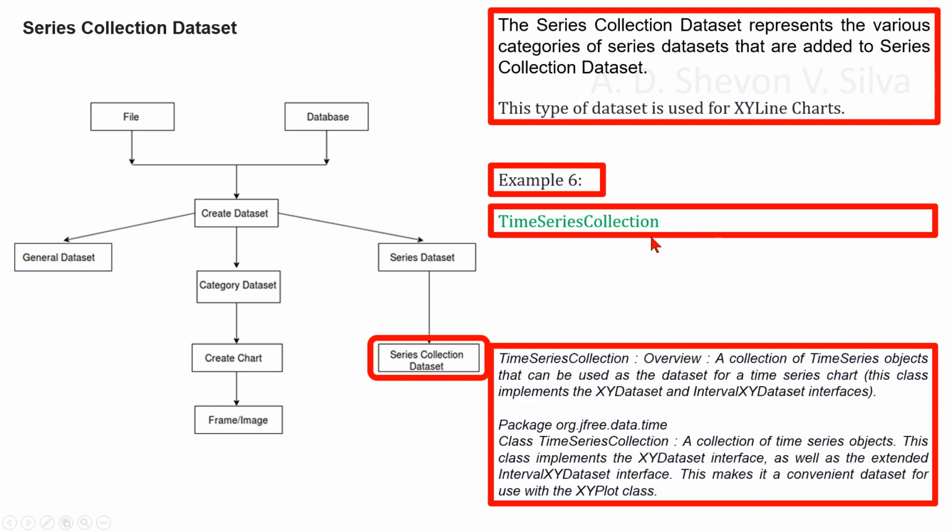Overview in TimeSeriesCollection. A collection of TimeSeries objects that can be used as the dataset for a time series chart. This class implements the XYDataset and IntervalXYDataset interfaces. Class TimeSeriesCollection in package org.jfree.data.time, a collection of TimeSeries objects. This class implements the XYDataset interface as well as the extended IntervalXYDataset interface. This makes it a convenient dataset for use with the XYPlot class.